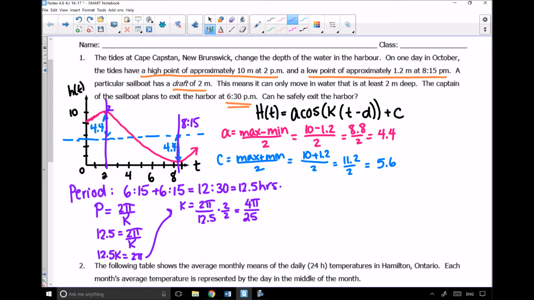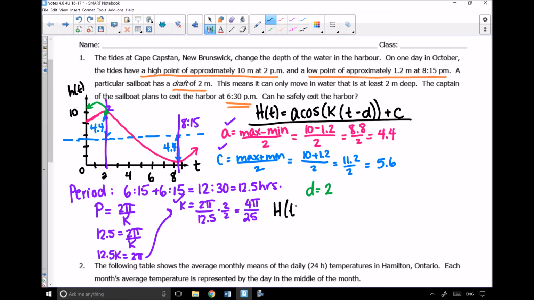Okay, so I've got my A, I've got my C, and I've got my K. The last piece of information I need to know is what is my D value? What is my shift? Well, normally the maximum occurs on the y-axis. So this is shifted 2 units to the right, so my D value is 2. So based on that information, I can go ahead and write out my equation right here. So this equation, I can plug in all of my info.